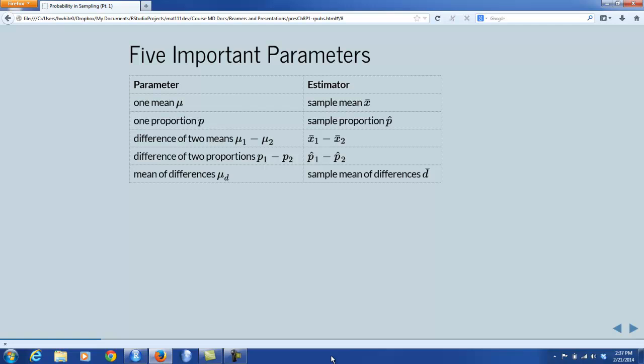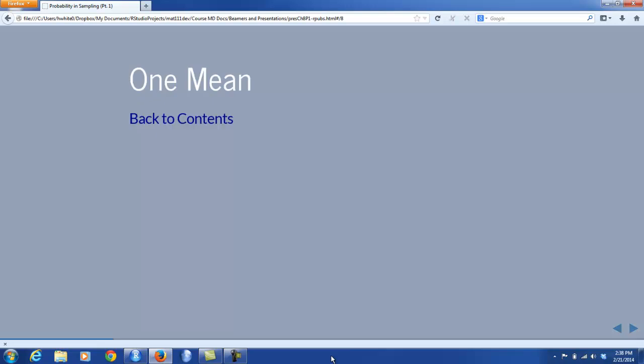Finally, we might be interested in the mean of some paired differences for all the items in a population. That's denoted mu subscript d, and we might estimate this with the sample mean of paired differences in our sample. This is denoted d with a bar on top, d bar. So let's take them in turn. One mean.